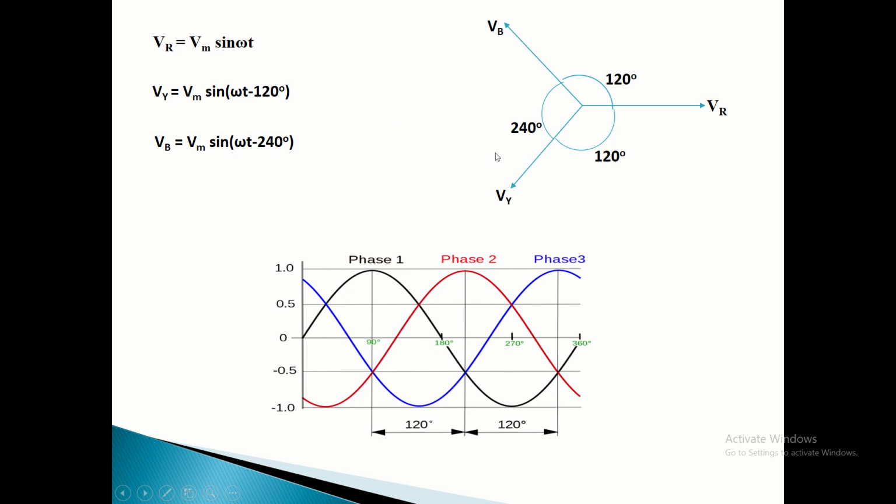Or we can also write for Vb in anti-clockwise direction, Vb is equal to Vm sin omega t plus 120 degrees. Here the three-phase waveform is given. Phase 1 starting from 0 to 360 degrees. Phase 2 attaining its zero value at 120 degrees. And phase 3 attaining its zero value at 240 degrees. So this is the waveform of three-phase generation, VR, Vy, and Vb.